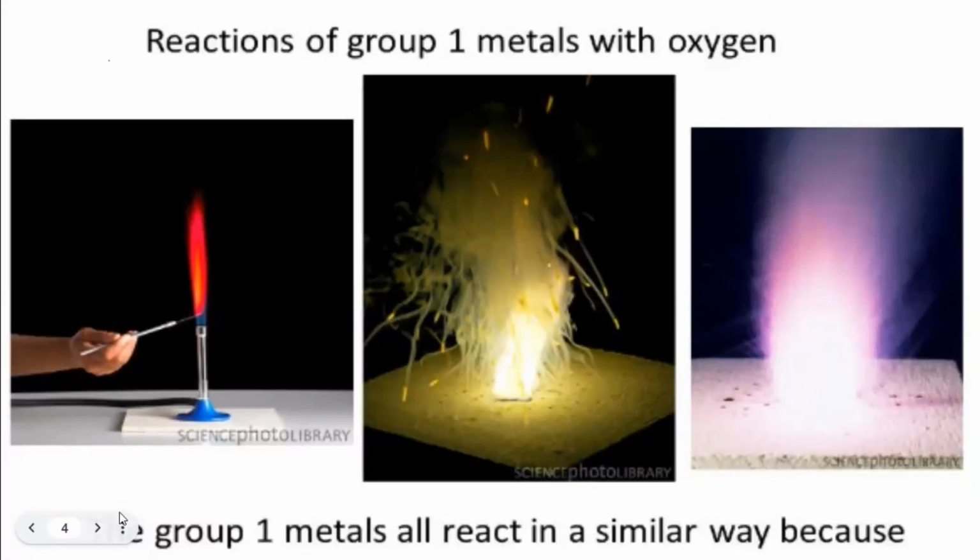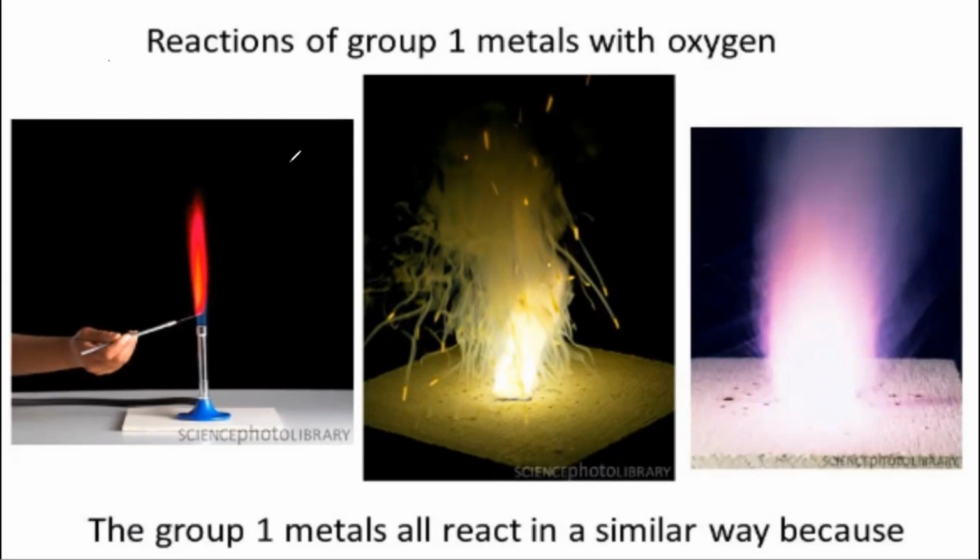Their peculiar nature is that when they come in contact with air, they burn with colorful flames. This is the example of lithium: when it comes in contact with oxygen in the air, it burns with a beautiful red flame. This is sodium. Sodium burns with a yellow flame. This is potassium. Potassium burns with a lilac flame.